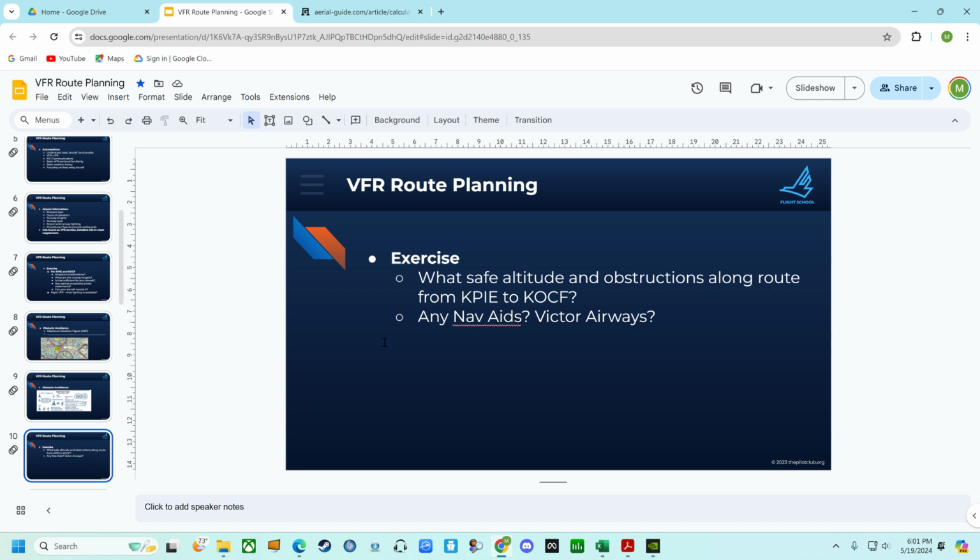So take a moment to pause, take a look, and figure out what your safe altitude would be and what obstructions you'd have to pay attention to between KPIE and KOCF. Another thing to look at is what navigation aids and Victor Airways are potentially available.